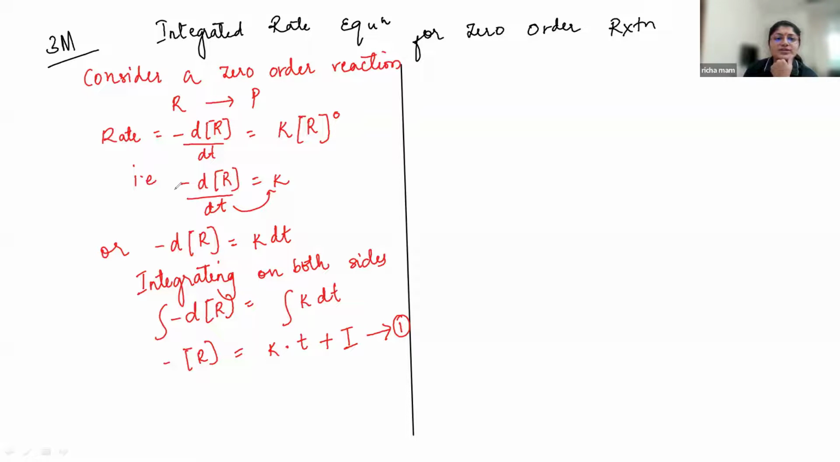Okay, so stepwise, this is a 3 mark question. Up to here, you will get 1 mark. So properly write up to here. Then, now you have to find the value of I.